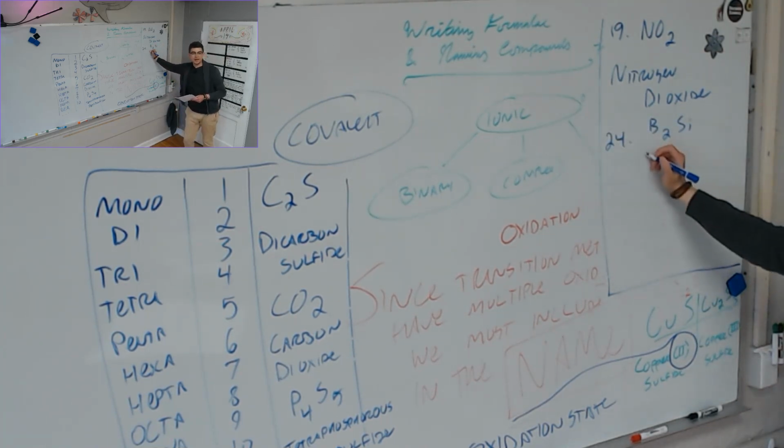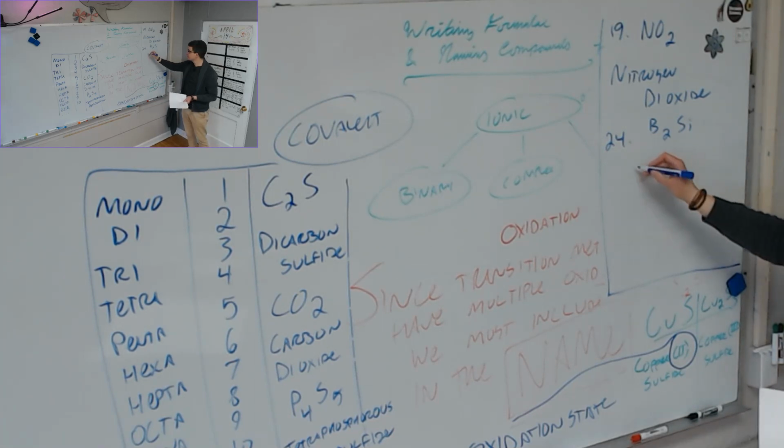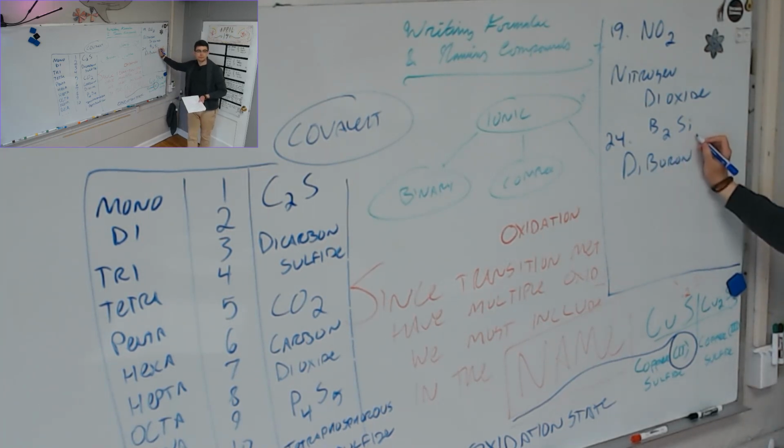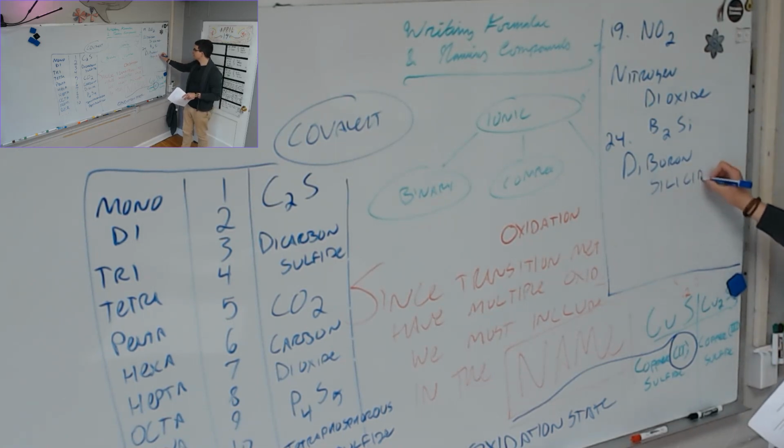B2Si. What's B? Boron. But there are two of them, so it's not just boron, it's diboron. And then what's Si? Silicon. Silicone is a kind of plastic. Silicon is the element. But we need to change the ending to "ide," so it can't just be silicon. It needs to be silicide. Diboron silicide is 24.